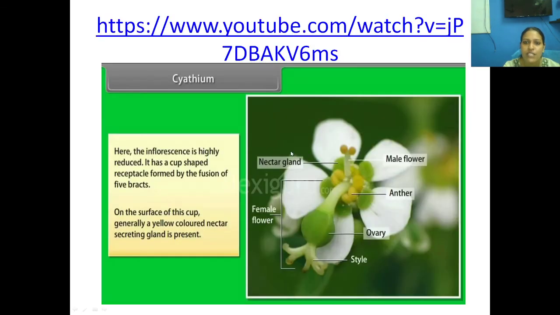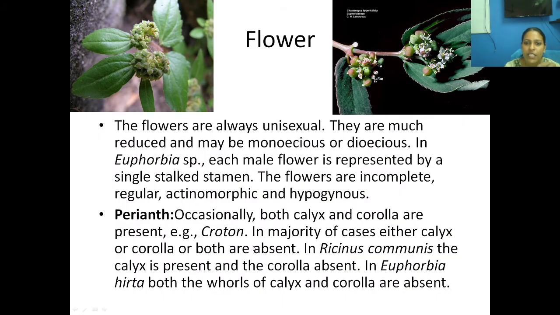See, in the previous diagram you could see that the tepals are almost similar, so it is actinomorphic. So perianth, if you are saying commonly calyx and corolla, it is called as perianth. The presence of calyx and corolla together into a single structure is called as perianth. And in Ricinus communis, that is castor oil, you could see that calyx is present but corolla is absent.